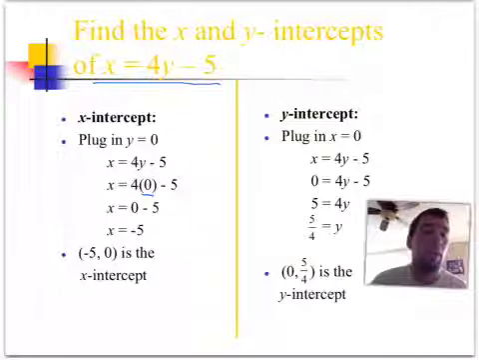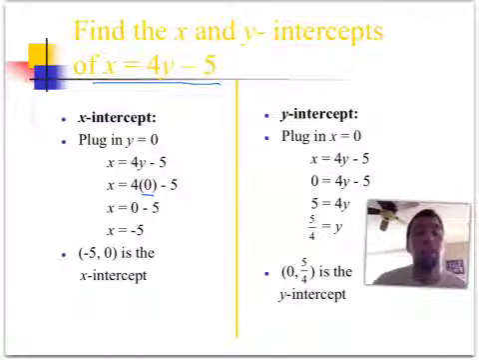So therefore, in the end, make sure you write this down. Don't just think x equals negative 5 is your answer. You have to have the ordered pair. Points will be taken off on quizzes and tests. So negative 5, comma 0 is the x-intercept.